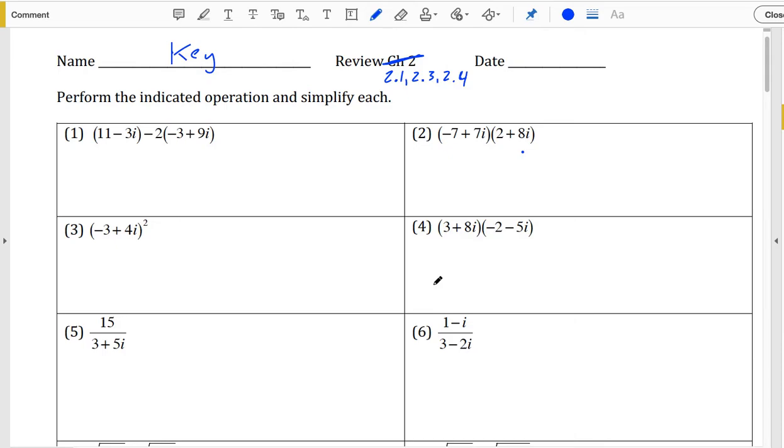Questions 2-1, 2-3, and 2-4. This is Mr. Sari, and we're starting with some operations involving imaginary numbers, real and complex numbers.